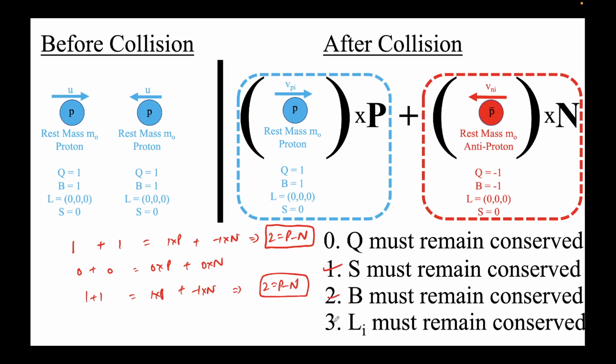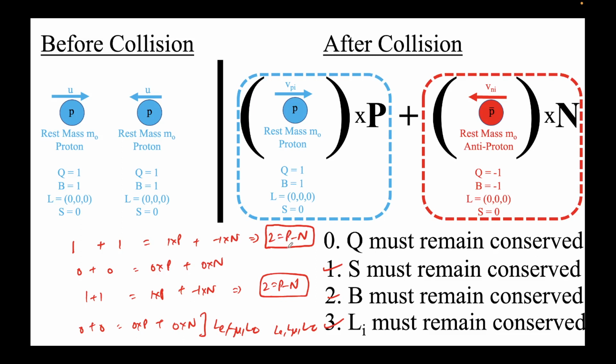So 2 is also satisfied. 3. Li must remain conserved. This means Le, L mu and L tau independently. So you can see the electron number is 0 on the left side and 0 on the right side. It will be of this form: 0 plus 0 equal to 0 times P plus 0 times N. This will be the scenario for Le, L mu and L tau. So 0 equal to 0. This is also satisfied. So from these conservation laws, we only gained one piece of information, that P minus N must be equal to 2. These are two variables and we have only one expression.